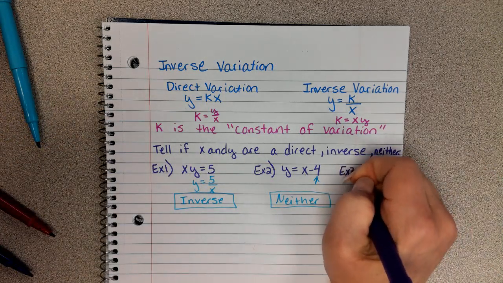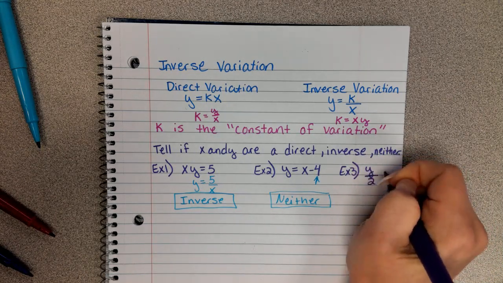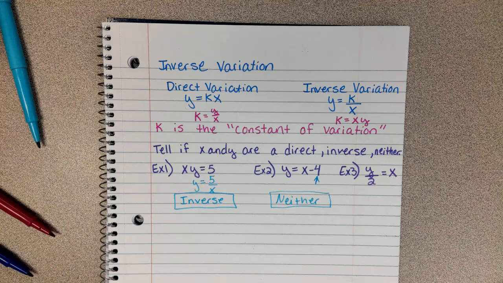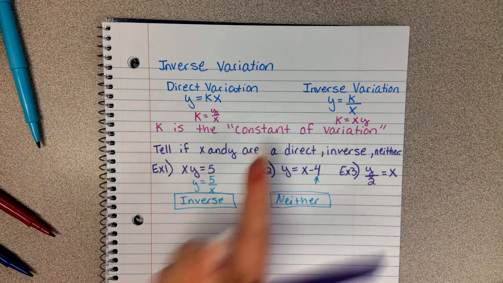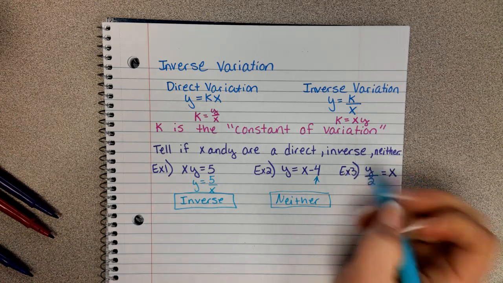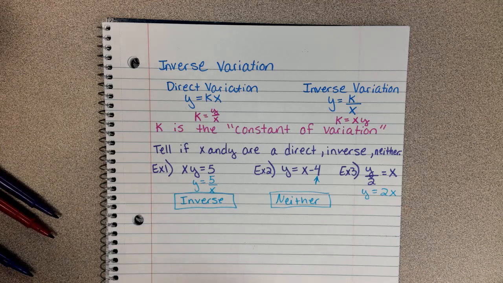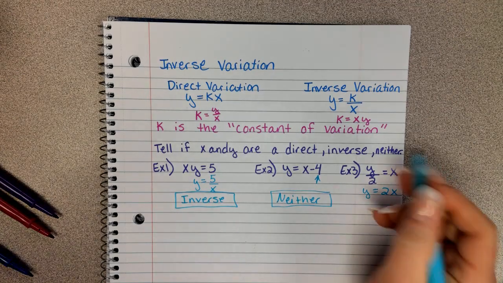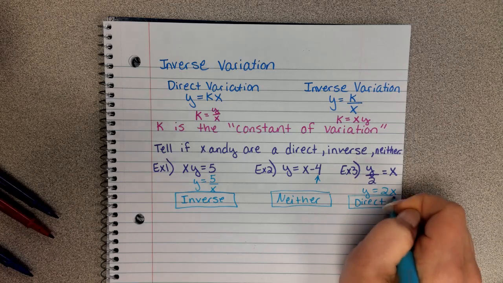I'm running out of space. I'm going to squish this in the corner. What if you have y over 2 equals x? It's also not clear directly from looking at that which one it is, but if I isolate the y, it'll be easier to see. So to isolate the y, I'm going to multiply both sides by 2. So y would be equal to 2x. Then it's very clear once you've isolated the y that this is a direct variation.